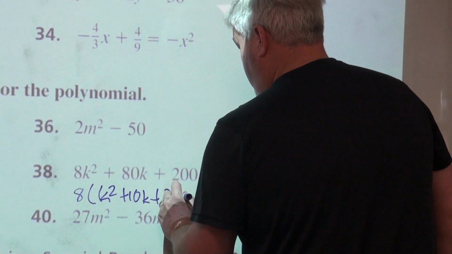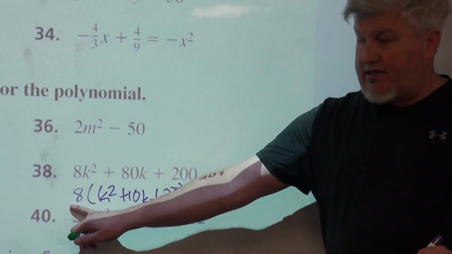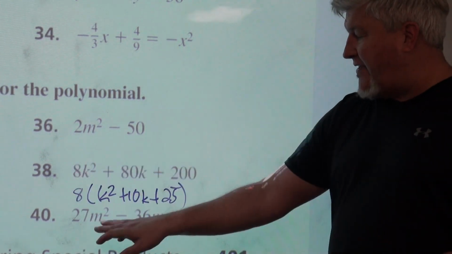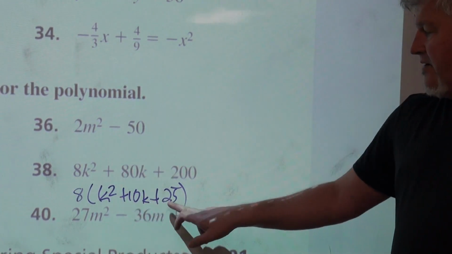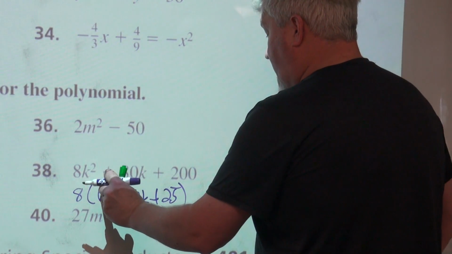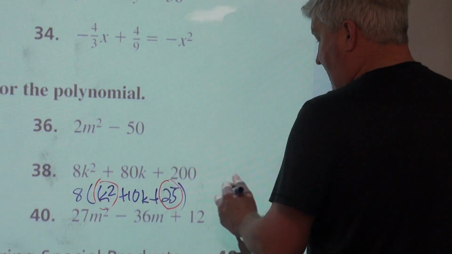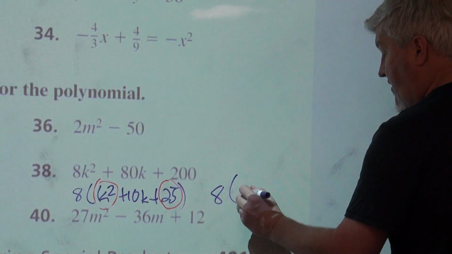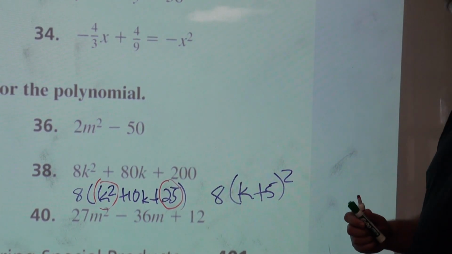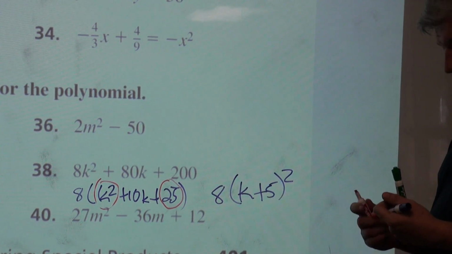Okay? So when I factor out an 8, this is what happens when you don't do things ahead of time, right? You just figure it out as you go. I factor out an 8, that leaves me with k squared plus 10k plus 25. So now again, perfect square and perfect square. It's a special situation that I can then rewrite as 8 times k plus 5 squared. Okay? That's the factored form of 38. 8 times k plus 5 squared.